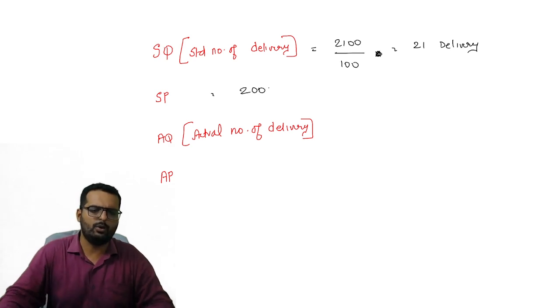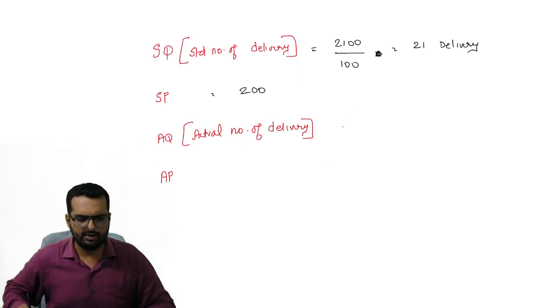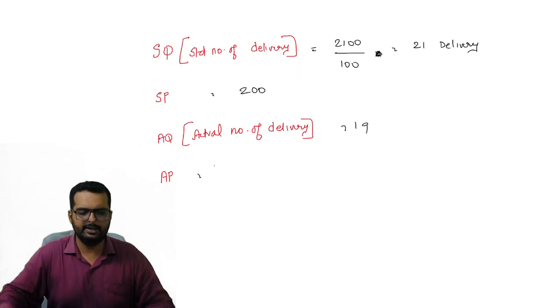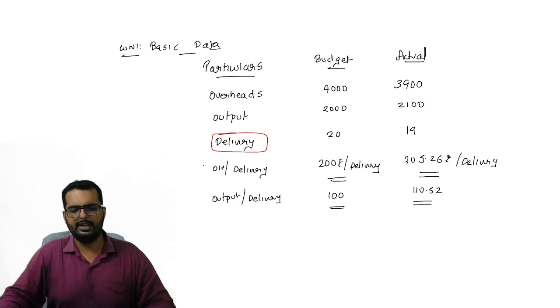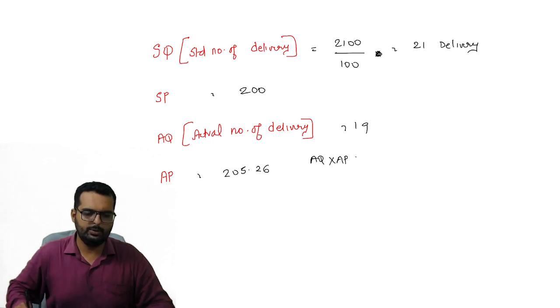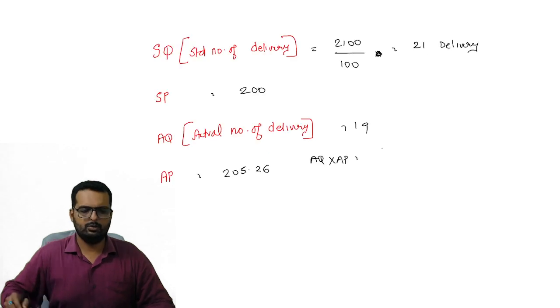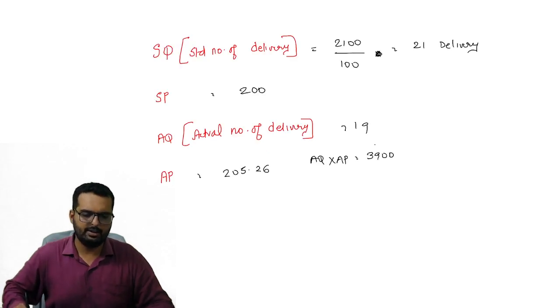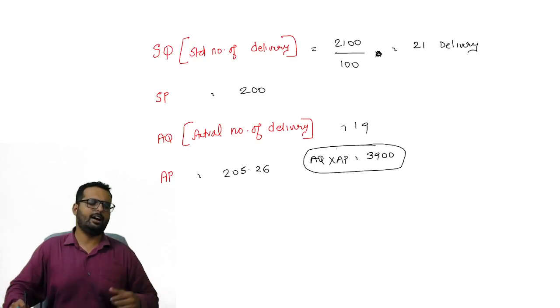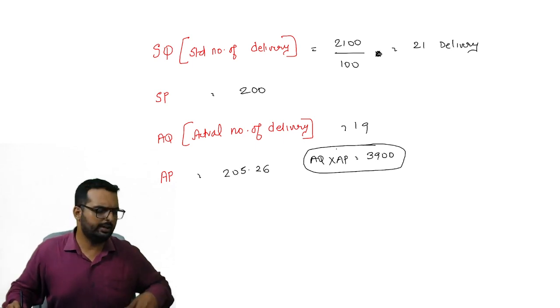SP is already found out, 200 rupees per delivery, correct? AQ, the actual number of deliveries, is already there. How much is that? 19. AP is also already there. That is 205.26. Or I can directly write down AQ into AP. AQ into AP will turn out to be 3,900. Friends, once I get this, can't I do the variances on my own now? Please write down this and do the remaining on your own.